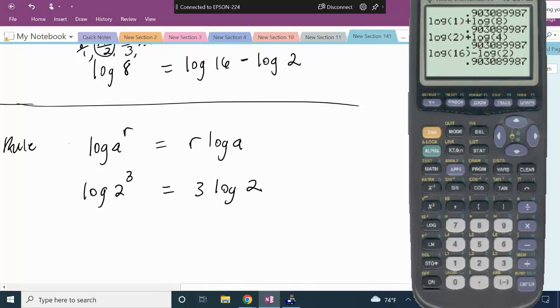Right? So I could rewrite the log of 8 as 3 times the log of 2. So I'm going to put that into the calculator. So I have 3 times the log of 2. Right? And notice we have the same value, 0.903.